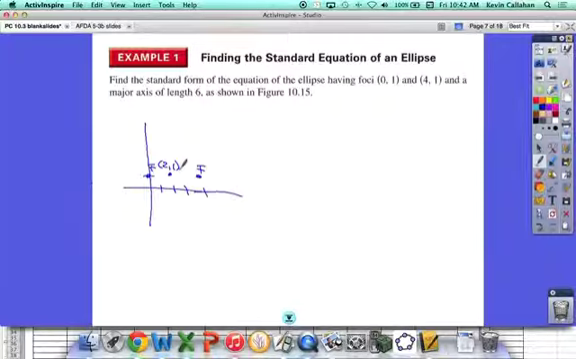Okay, what are they trying to tell us? They say the major axis length is 6. What did they tell us by saying that? That 2A, the length of the major axis, is 6. 2A equals 6. So what does A equal? 3. A equals 3. So we would know that in order to go to the vertices, we would have to go from the center 3 to the right and 3 to the left. So this one would be negative 1, 1. This one would be 5, 1.